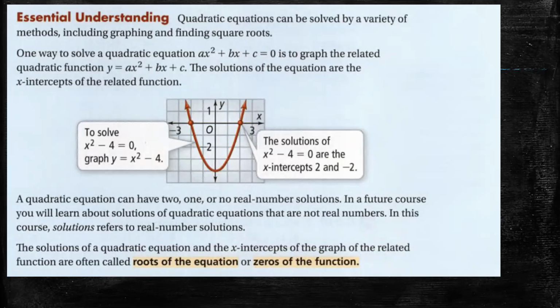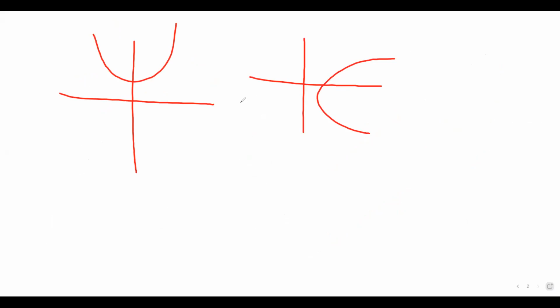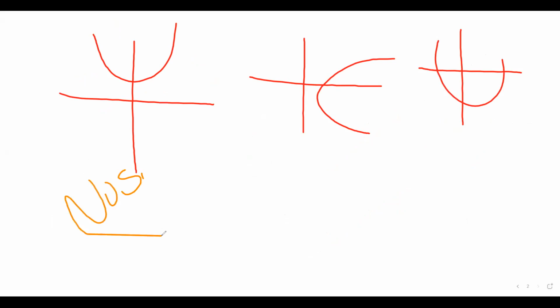It could also have no solution, because it doesn't touch the x-axis. Or it can have 2 solutions, which means it touches the x-axis 2 times. Look at this curve here and this curve here. The first one, how many times does it touch the x-axis? 0 times. So you will say that there's no solution. Why? Because it doesn't touch the x-axis.